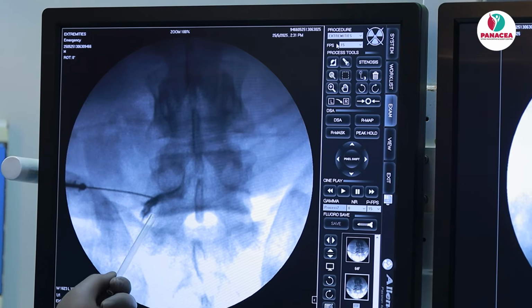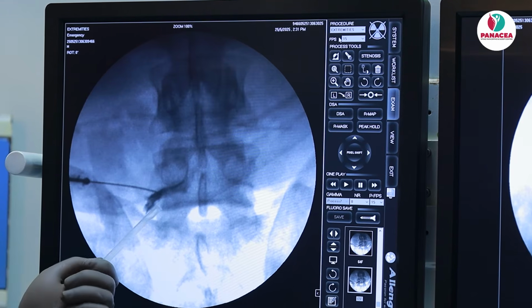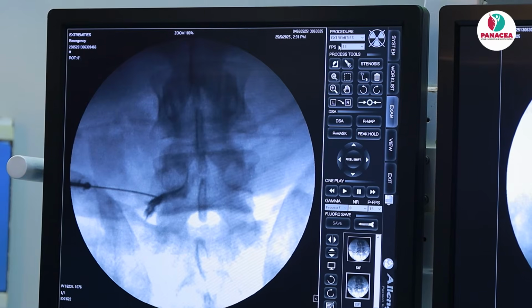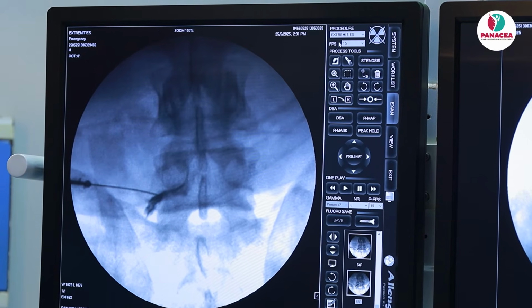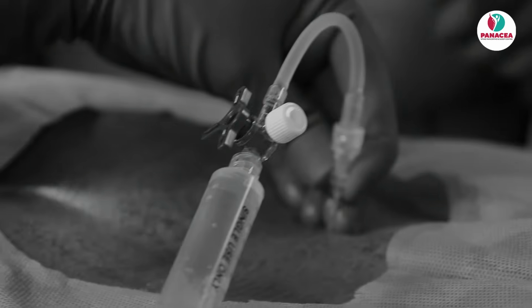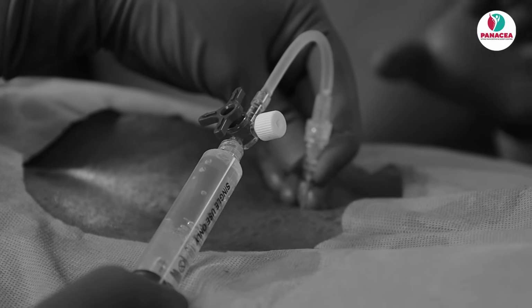The third indication is if there is a huge disc herniation. If you are doing through a Kambin's approach, your needle can go into the disc. So that is the third most common indication. So now our needle is able to stay at the exiting nerve root. After double confirmation, the needle is in the epidural space.